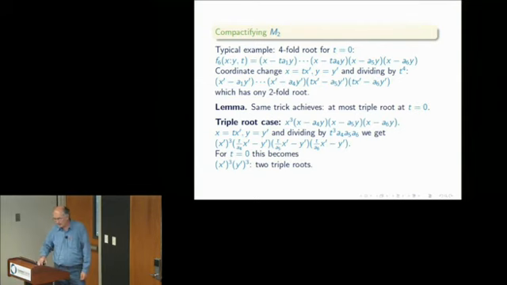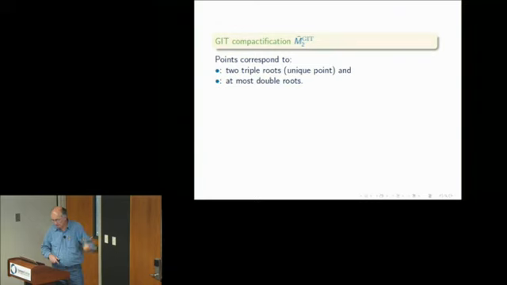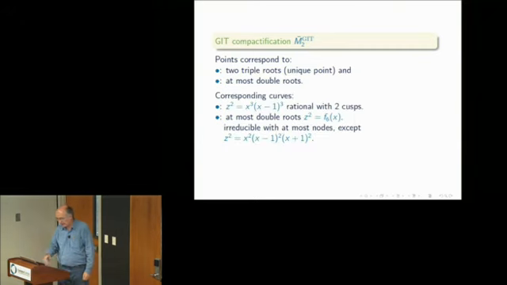So that means, and it turns out this is exactly what GIT will do in this case, that the points correspond to one point where there are two triple roots, and otherwise I have at most double roots. So then this will be the GIT compactification.